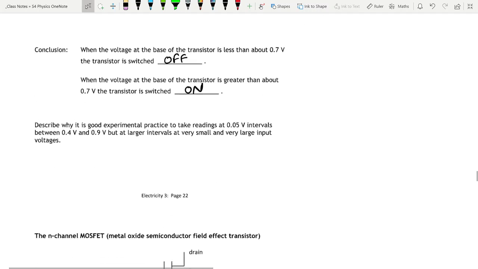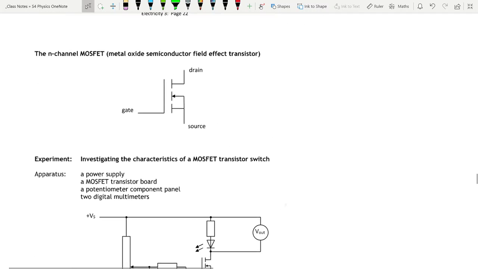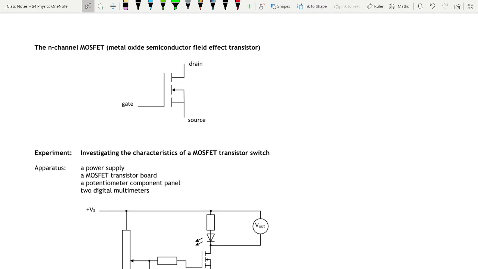Okay, so that was an NPN transistor. The other type is a MOSFET transistor, metal oxide semiconductor field effect transistor. You don't need to know what it stands for, you just need to know it's called a MOSFET transistor. And you also need to be able to draw and label the symbol for it, which is there. We've got gate, drain, and source. Again, you don't need to know the inner workings of it, you just need to know how it works in a circuit.